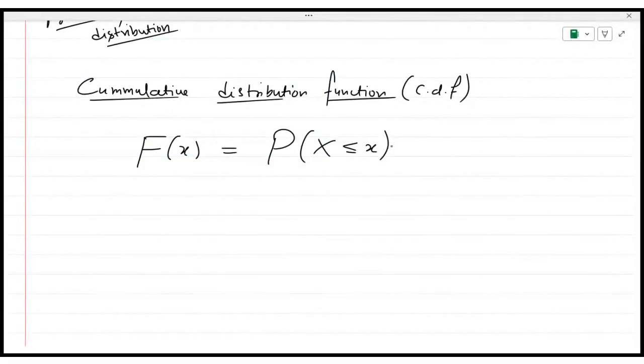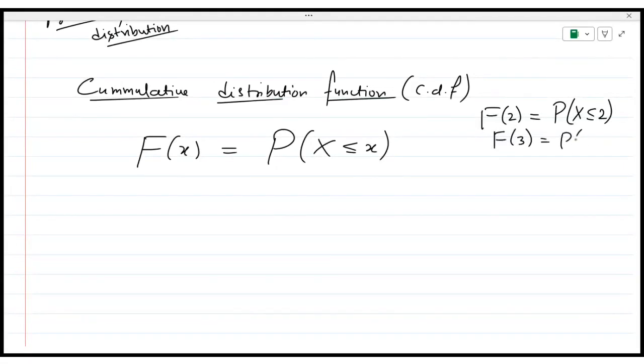Like if you are finding F of 2, it means you are finding what is the chance that the value of the random variable is less than or equal to 2. If you are finding F of 3, it means you are finding what is the chance that the random variable will have value less than or equal to 3.